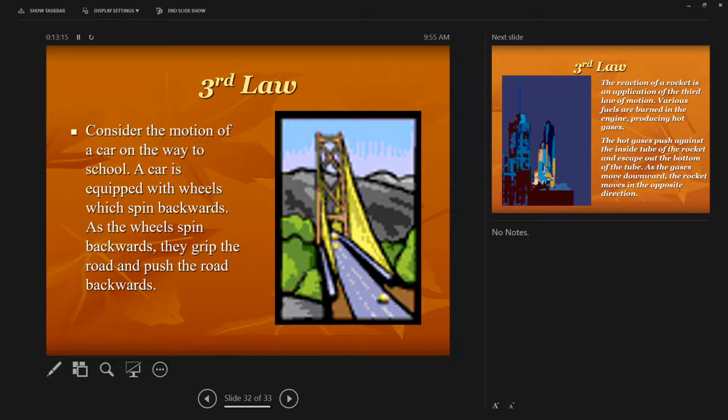Consider the motion of a car on the way to school. A car is equipped with wheels that spin backwards. As the wheels spin backwards, they grip the road and push the road backwards. If you ever look at a car's wheels, it's touching the ground and pushing toward the ground backwards. The ground pushes on the car, making it go forward.